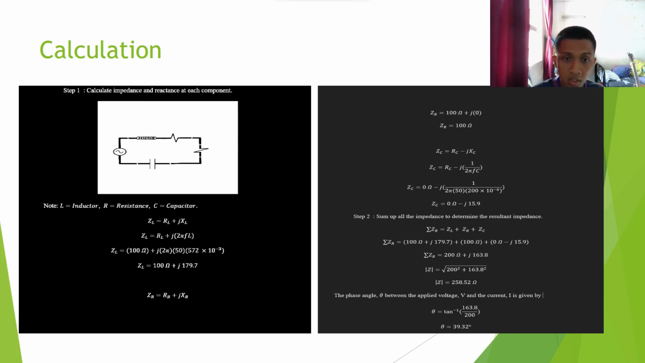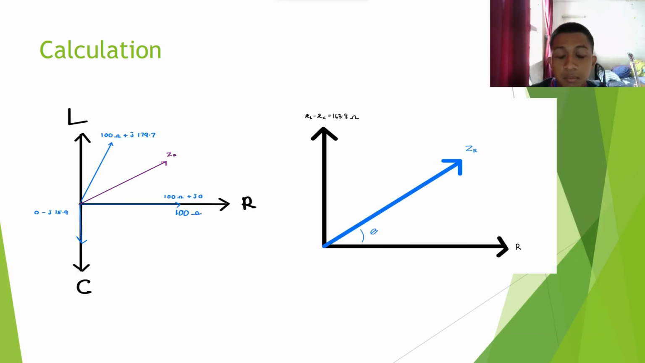To get the magnitude, we just need to use the square root of imaginary squared plus real part squared, and then we'll get 258.52 ohm. The phase angle we can determine by using the inverse tan formula, inverse tan of imaginary part divided by real part, and we get the angle is 39.22 degrees. Below are the graphs for the RLC circuit, where the blue indicates the total impedance at each of the components and the purple is the resultant impedance. On your right, the graph is showing the phase angle between the voltage and the current.